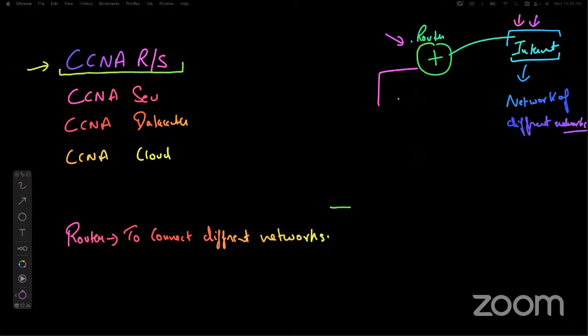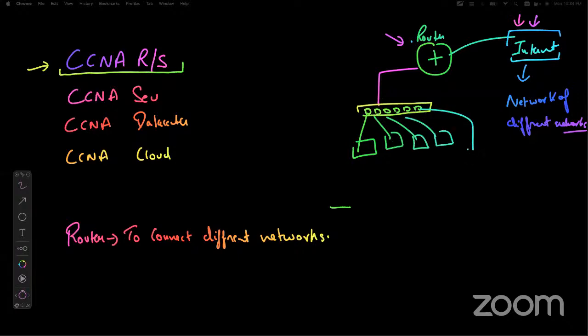Okay, and what is a switch? This is a device where we have many ports, and we can connect our laptops or maybe servers. A server is just a powerful computer. So all these devices are connected with a device which is called a switch.